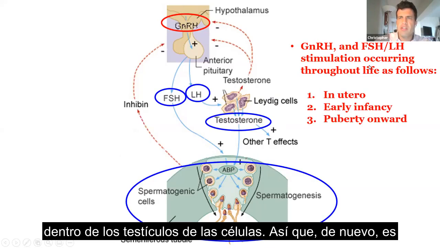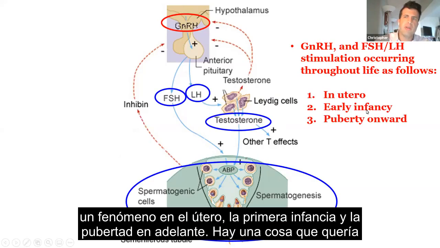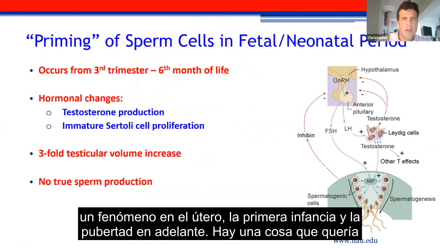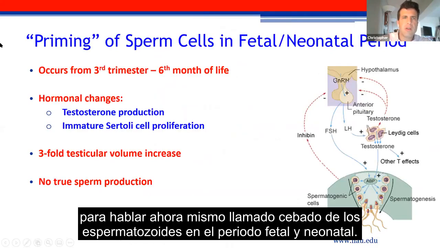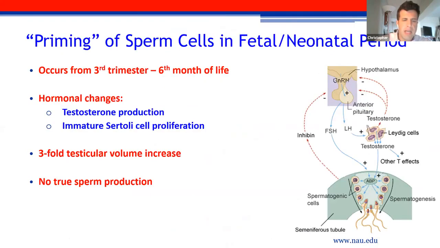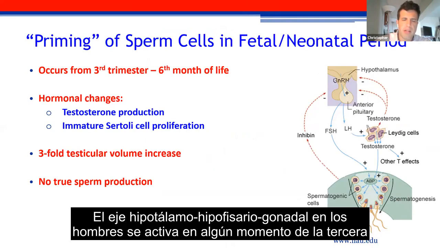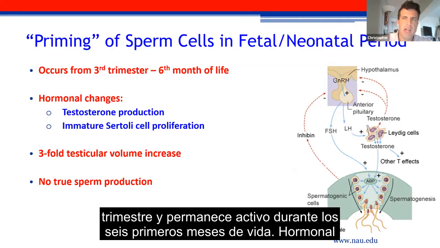So again, GnRH, FSH, it's a phenomenon in utero, early infancy, and puberty onward. There's this thing I wanted to talk about right now called priming of the sperm cells in the fetal and neonatal period. The hypothalamic pituitary gonadal axis in males is activated sometime during the third trimester, and it remains active throughout the first 6 months of life.